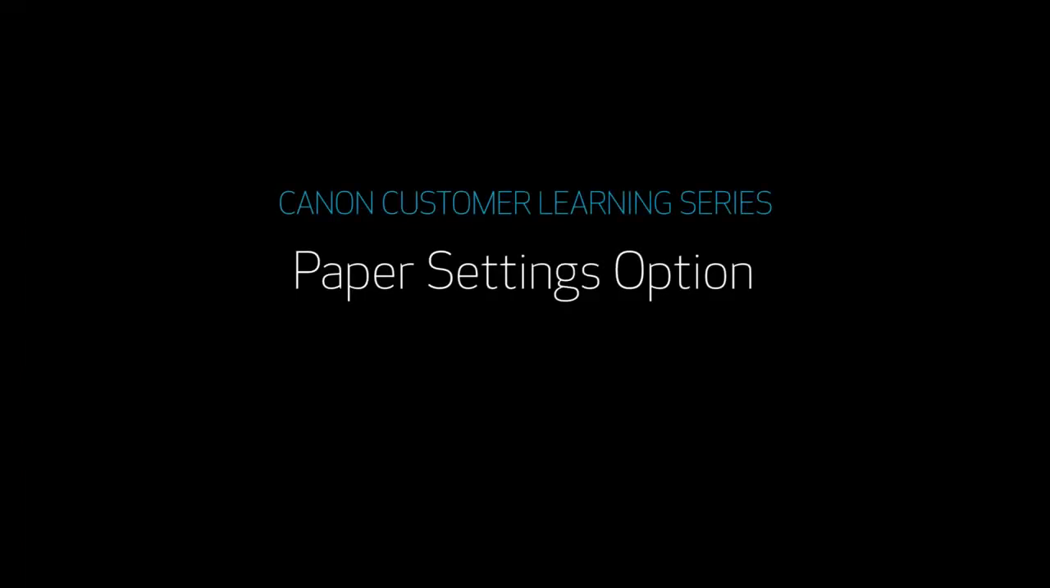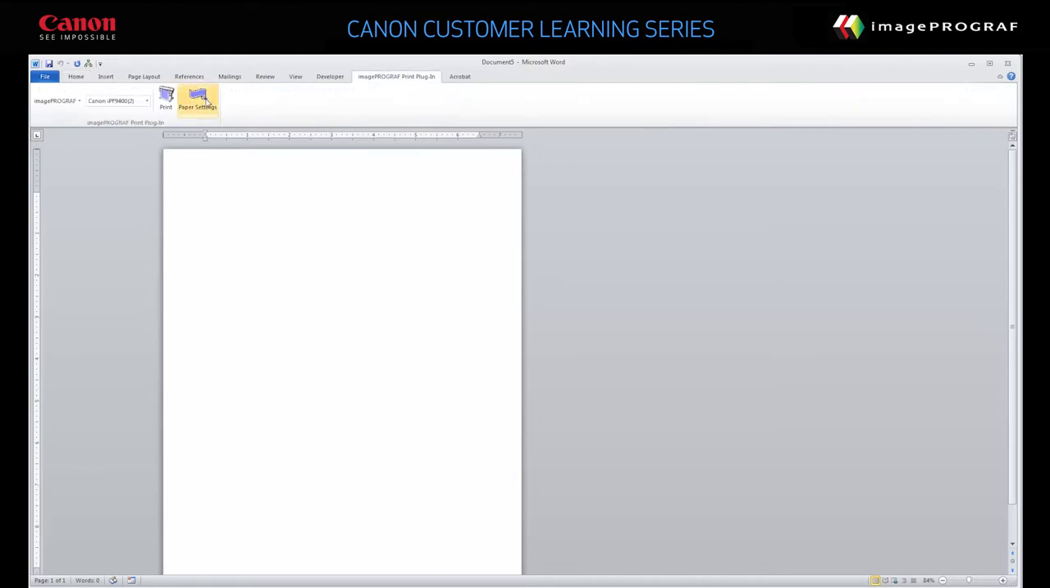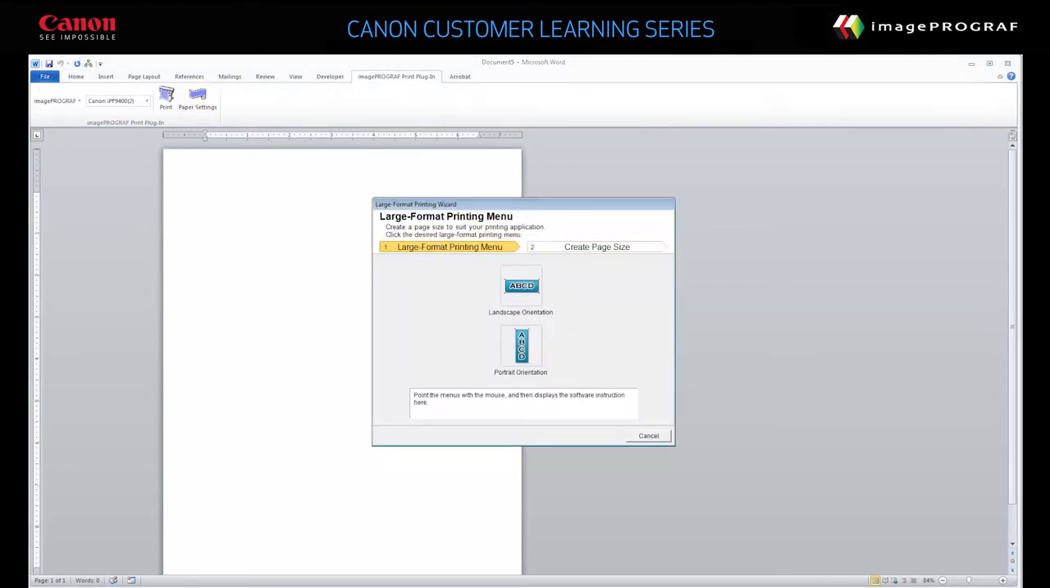Next, let's print using the Paper Settings option. Open a new blank document. In the Microsoft Word menu, click the Image Prograph Print plugin, and then choose your Image Prograph printer from the list. Click Paper Settings. This printing wizard shows only two steps.